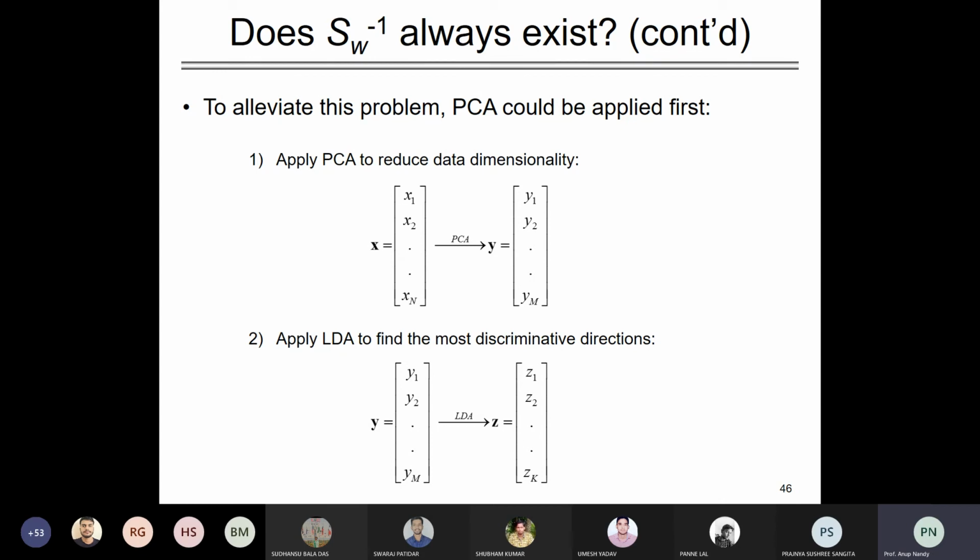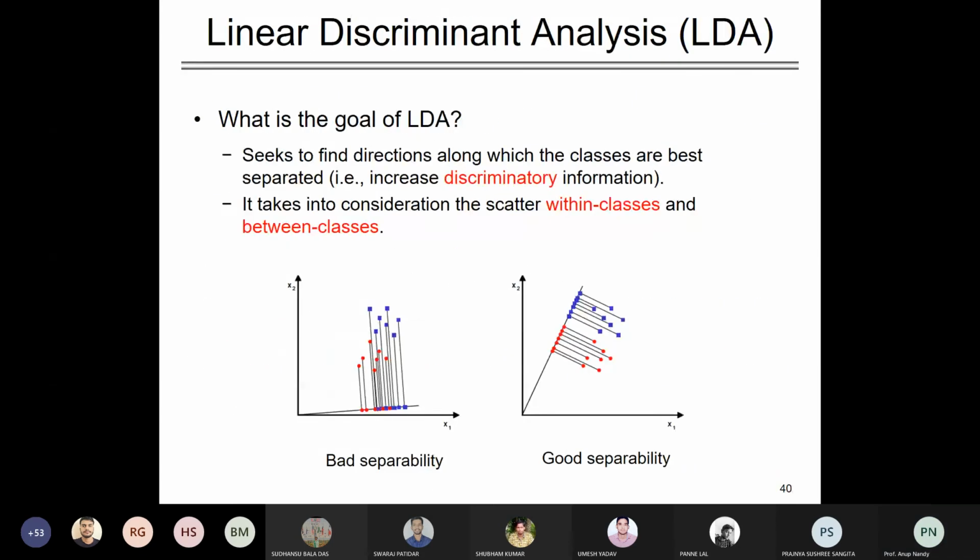I'll tell you this way: you have 2D data, x1 and x2, with red and blue points. Whenever you project it, you get 1D data, and that 1D data is y. From 2D data you get 1D data, and from 3D data you get 2D data, so one dimension is reduced. In the reduced dimension you have feature values, which are denoted by y.